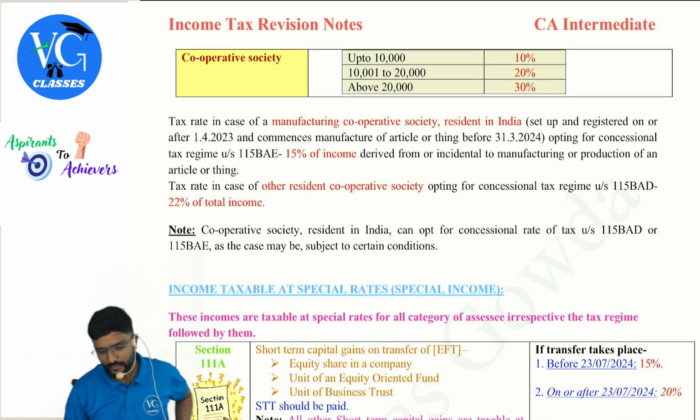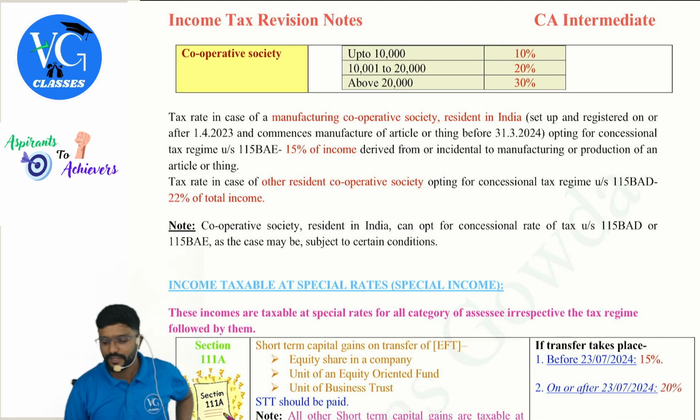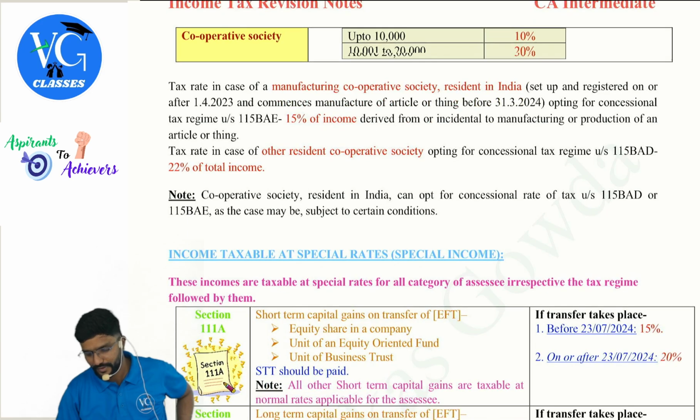22%. Okay. But here also, if a resident cooperative society is following section 115BAD or 115BAE, then they have to forgo certain exemptions and deductions. But detailed provisions about cooperative societies are not part of your intermediate syllabus, guys.